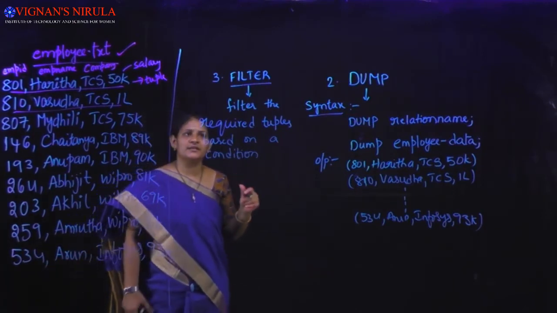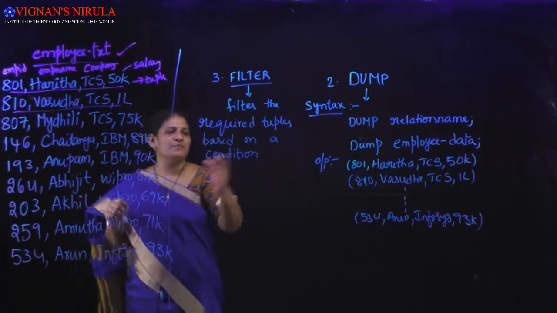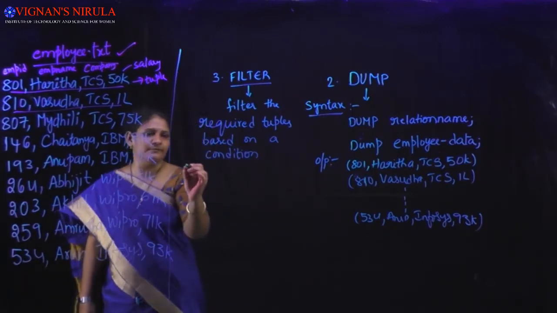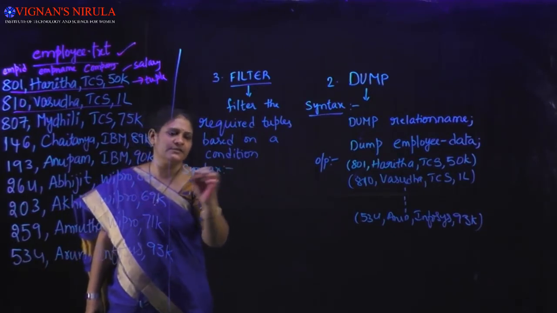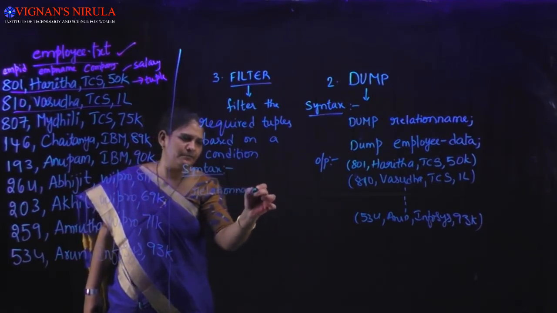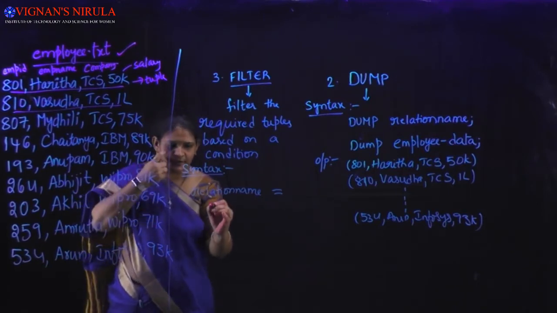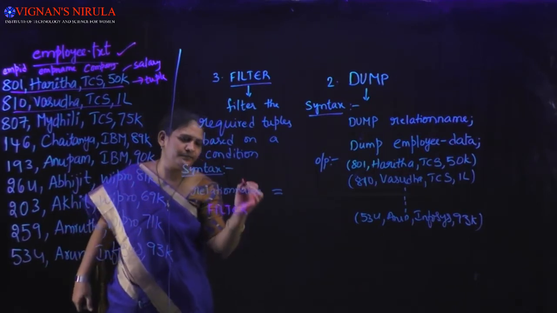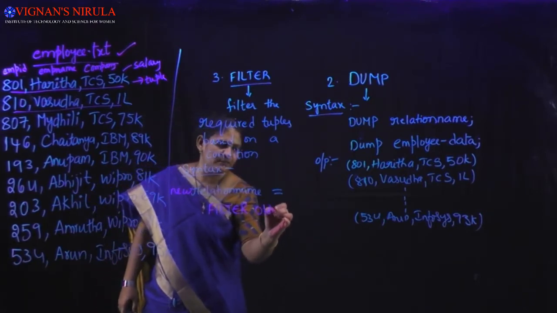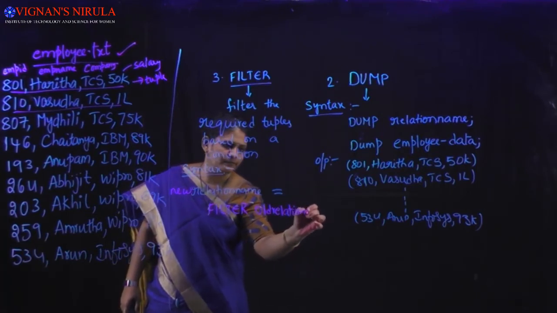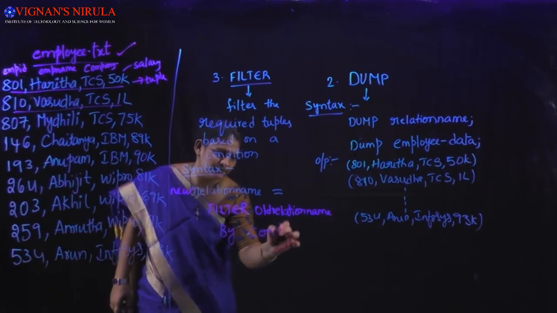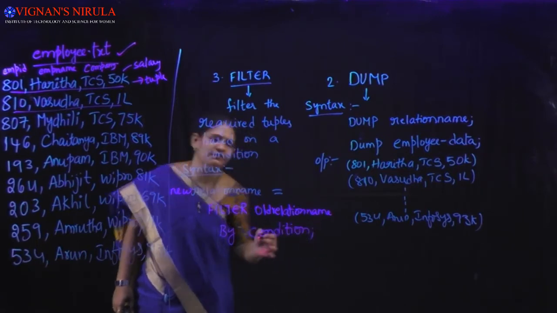Filter operator will filter the required tuples from a relation based on the condition which the user has specified. Now we will see the syntax of this filter operator. The syntax of filter operator is: on the left hand side there should be a relation name, equals to filter, old relation, by condition. This is the syntax of using filter operator.